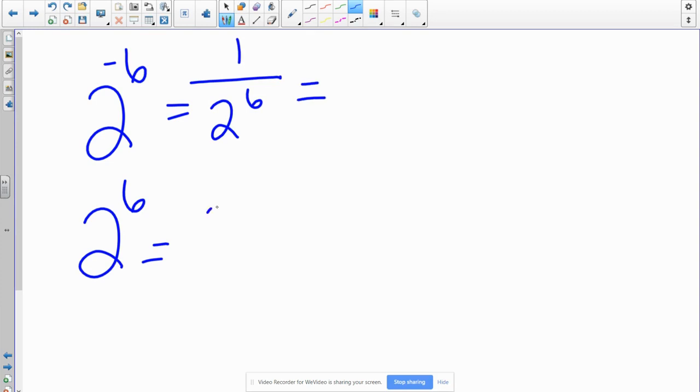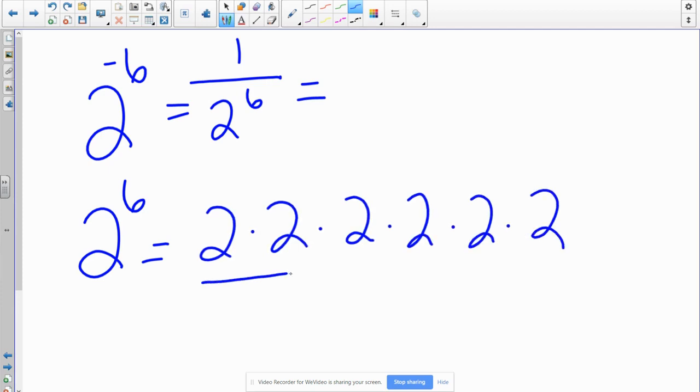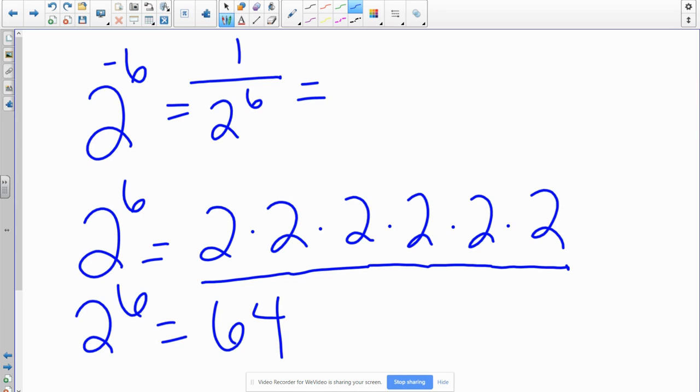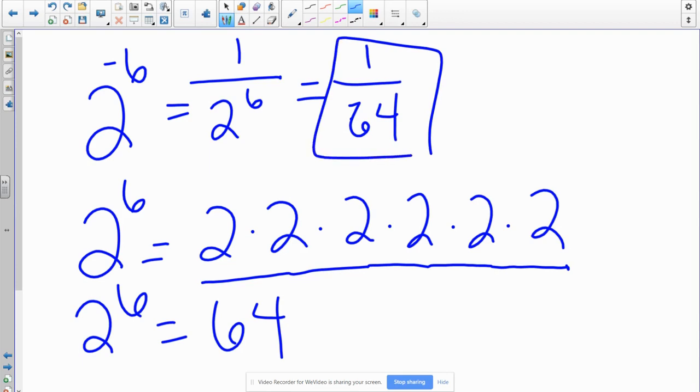So 2 to the 6th power. 2 times 2 times 2 times 2 times 2 times 2. So 2 times 2 is 4, times 2 is 8, times 2 is 16, times 2 is 32, times 2 is 64. So 2 to the 6th power is 64. So this value is 1/64. So what do I do when my exponent is a negative value? Well, I figure out what the positive amount would be, so in this case, it was 2 to the 6th power, and then I make it a fractional amount by putting 1 in the numerator and whatever the resulting answer is to your positive exponent in the denominator.